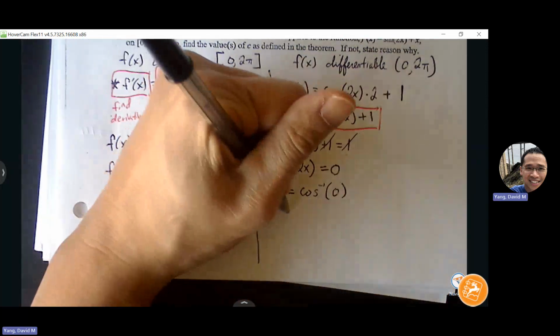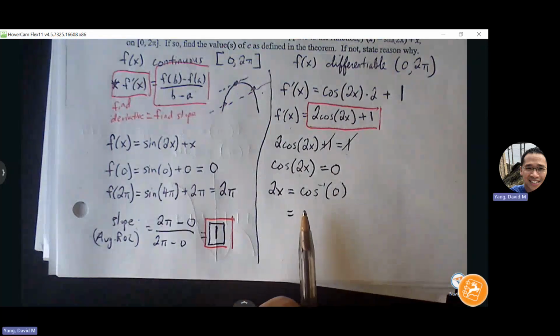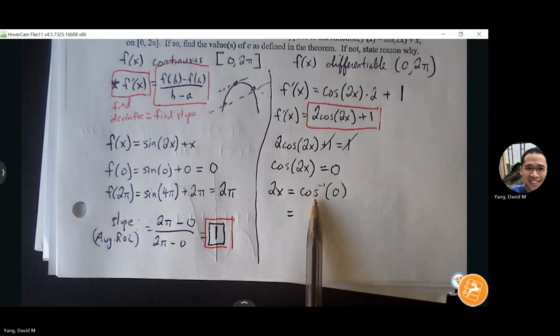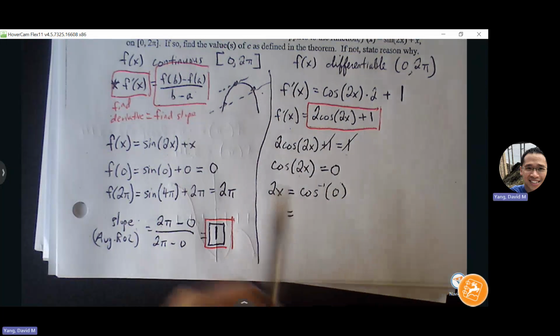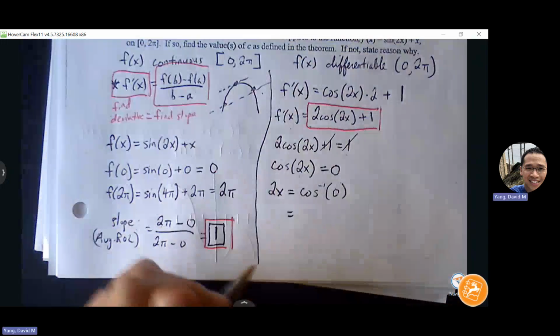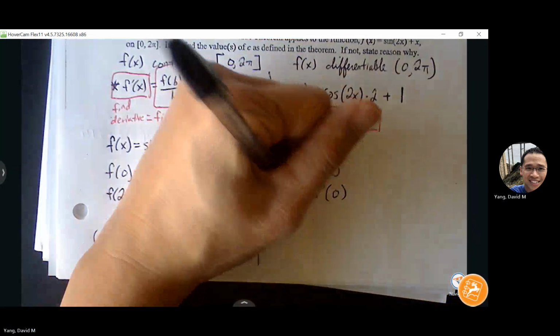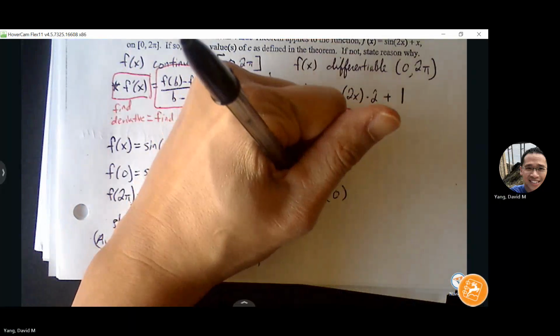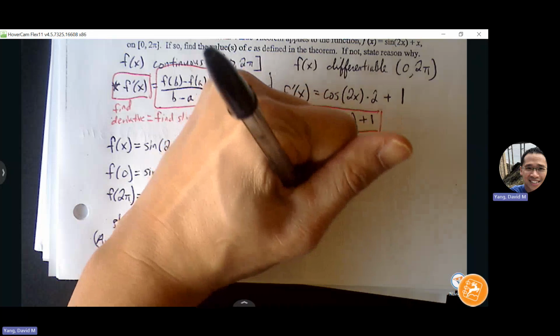So if you think about inverse, or think about where cosine theta is equal to 0, what theta values can you think of? Cosine of what is equal to 0? Pi over 2. Where else? 3 pi over 2, right?